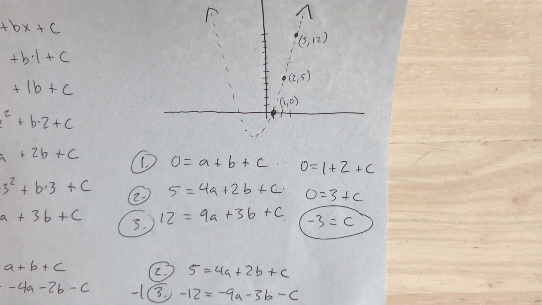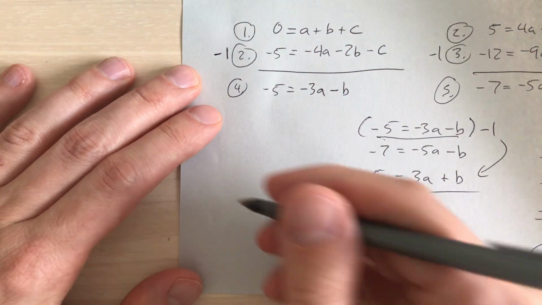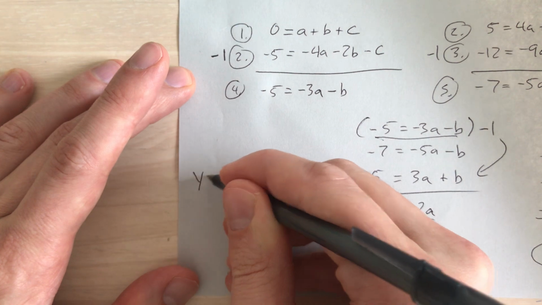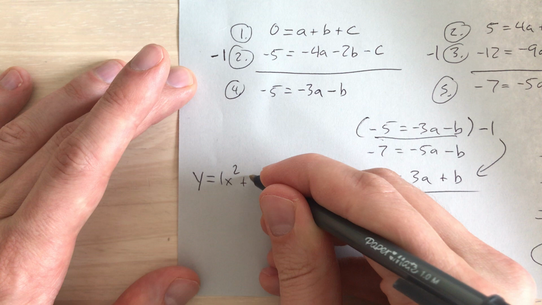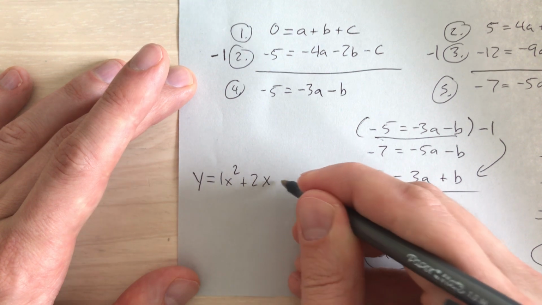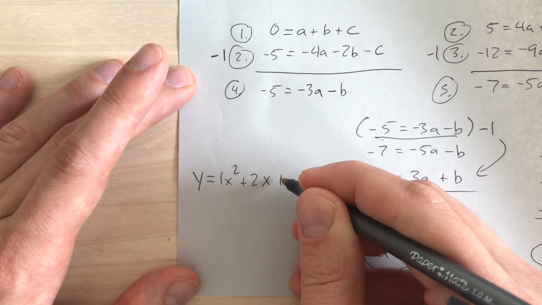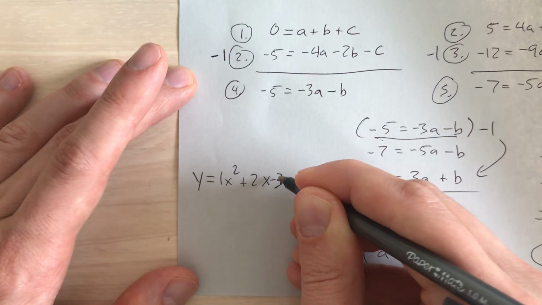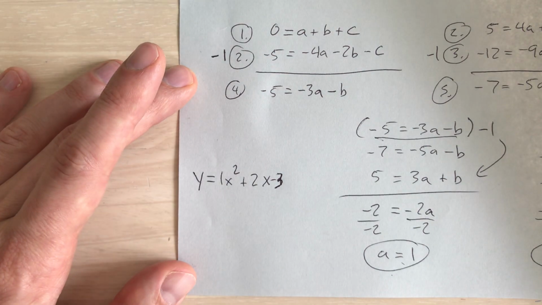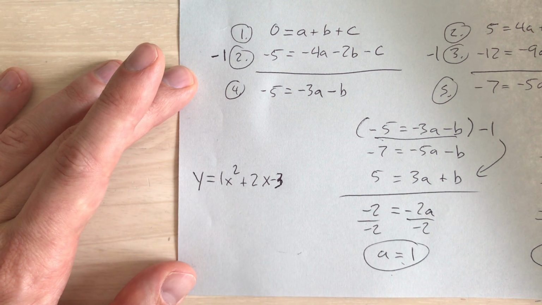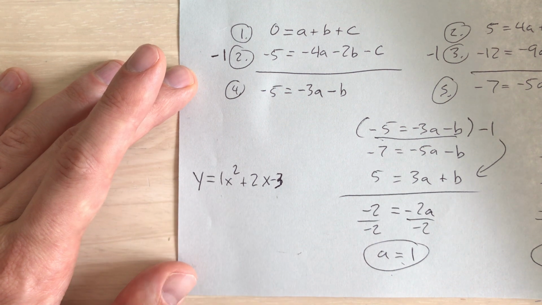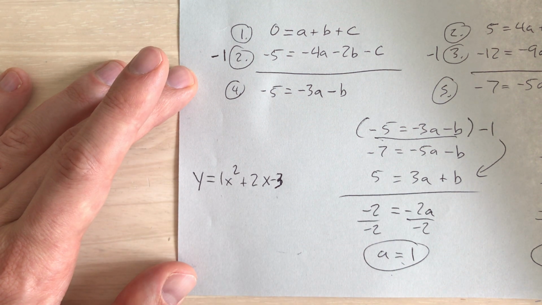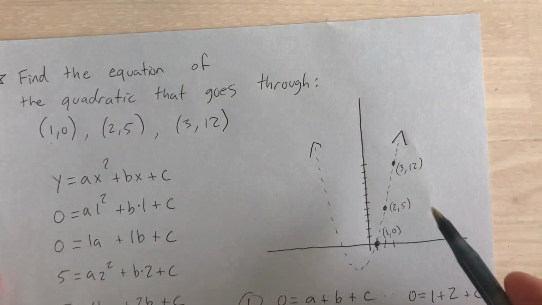So last but not least, I'm going to write my final equation. My final equation is going to be y equals a is 1, so 1x squared, plus 2, because that's my b, x plus, or in this case, sorry, minus 3, because that is my c. Whoopsie doopsie. But that would be what you would do to finish out the problem. So you'd figure out what a, b, and c are, and you would just rewrite it in the standard quadratic form. So 1x squared plus 2x minus 3 would be the equation that goes through these 3 points.